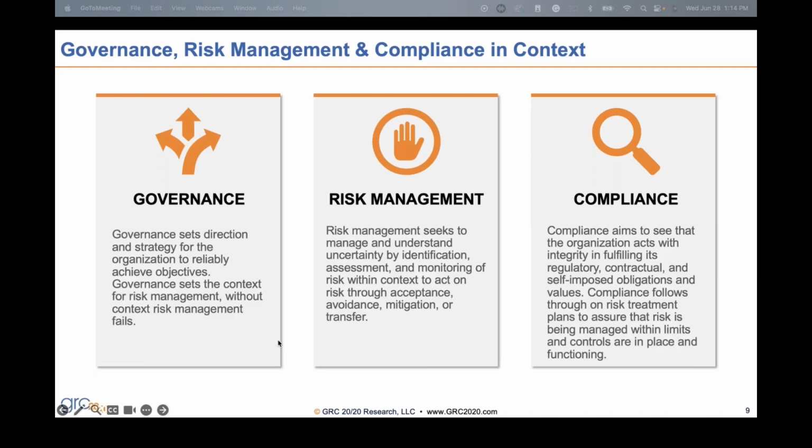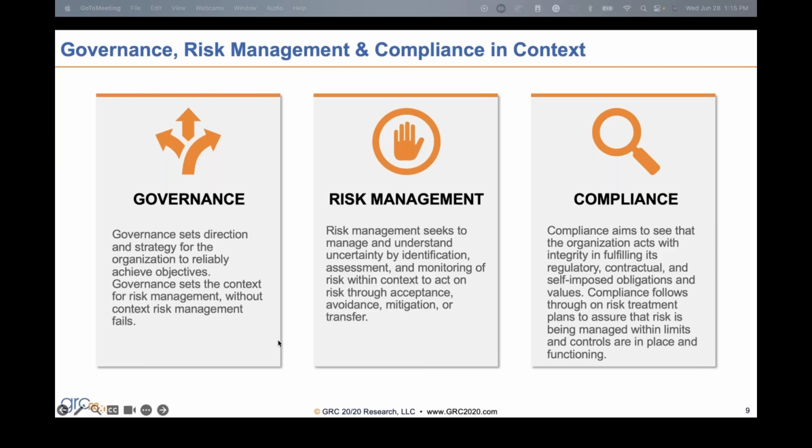So risk management seeks to manage and understand uncertainty through the identification, assessment, and monitoring of risk within the context to act on risk. And we act on risk through risk acceptance, risk avoidance, risk transfer like insurance and hedging, and risk mitigation through implementation of controls. But if I do that risk assessment and I have a mitigation strategy of implementing control A, B, and C, who says that those controls are ever actually implemented and ever actually operational and effective?